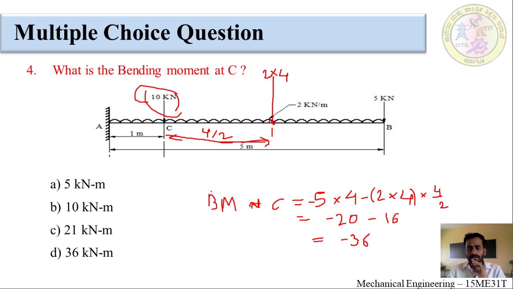In the options it is given as 36, plus 36. So, they have neglected the sign convention, but the value is 36 kilonewton meters. We are only considering the value. Hence the answer is 36 kilonewton meter.